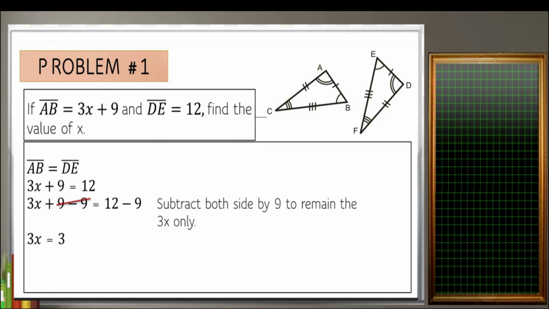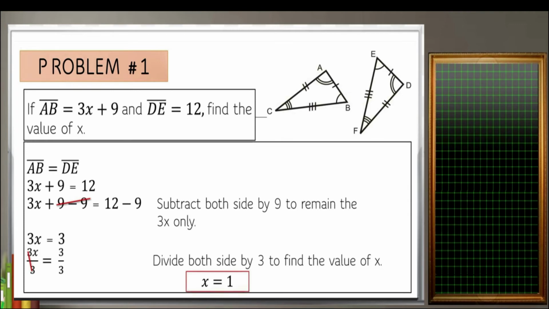Going back to our task, we need to find the value of x. Since we have the numerical coefficient of 3 for our variable x, we have to eliminate this. So how do we eliminate the coefficient of x? Correct. By dividing it by itself. So, we have to divide both sides by 3. 3x divided by 3 is equal to x. And 3 divided by 3 is equal to 1. Meaning, the value of x is equal to 1.